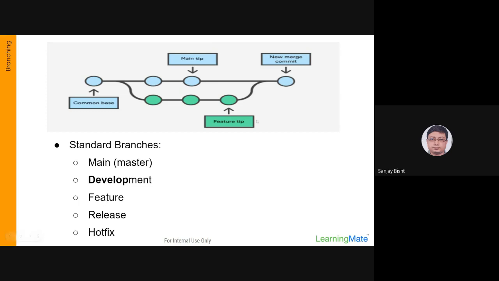Then we have a feature branch. From the develop branch, mainly you cut some branches for your feature development. That is called the feature branch. A feature branch is nothing but a branch for a particular requirement.